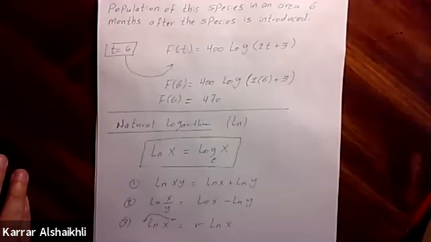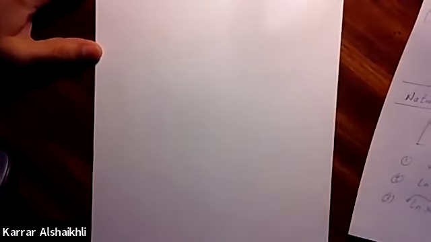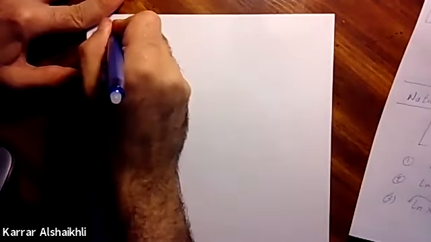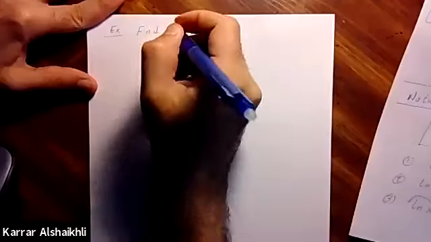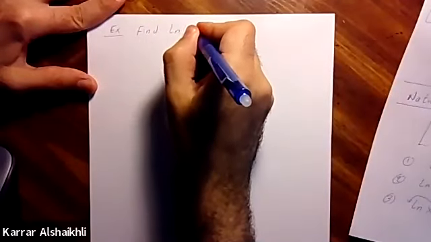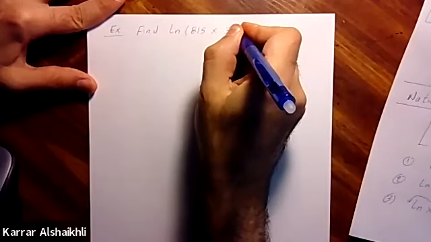So next example, if you have the same thing, not log, now we have ln, a natural log. So ln, they ask you, find ln of 815 times 34.